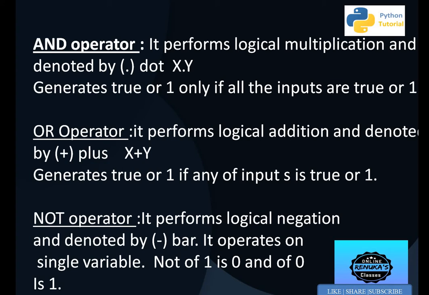AND says x dot y: if x is an input and y is an input, then this is the AND operator and the result will be x dot y. So it generates a true value only if all the inputs are true. That is the AND operator. The OR operator is x plus y. Out of two inputs, if either is 1, then the result will be 1. The NOT operator performs negation, meaning if the input is 1 then the output will be 0, and if the input is 0 then the output will be 1.